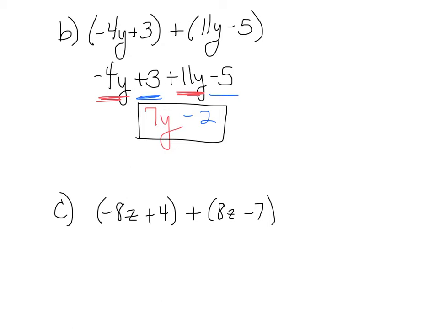All right, so if you did this correctly, your answer would be negative 3. That's it. Now, how did you get that? Well, if we're looking at it, negative 8z and positive 8z, that means they're going to cancel. You get 0z, so that's gone. And then you take 4 minus 7, which gives us the answer of negative 3.